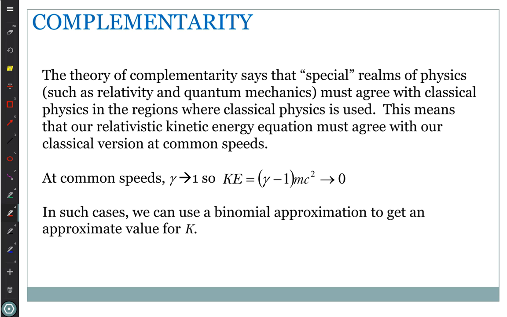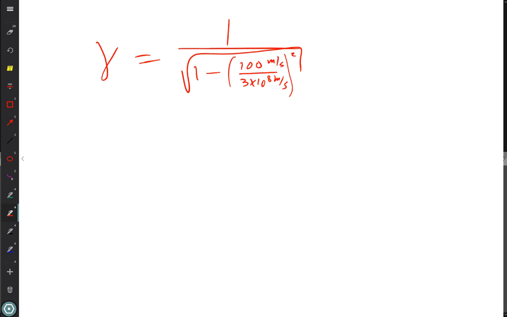You did this in a homework problem, didn't you? Pretty sure I assigned one like a week ago. You'd have gamma equals 1 over square root of 1 minus 100 meters per second over 3 times 10 to the 8 meters per second quantity squared. 100 divided by 3 times 10 to the 8 is 3.33 times 10 to the 5?